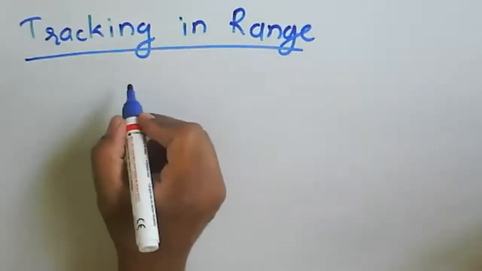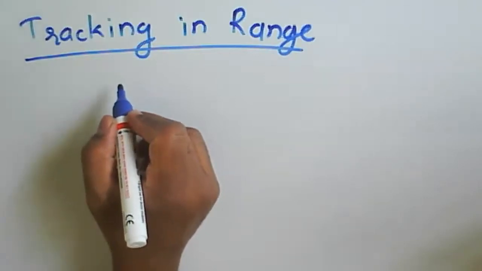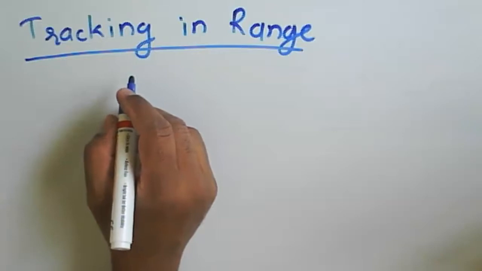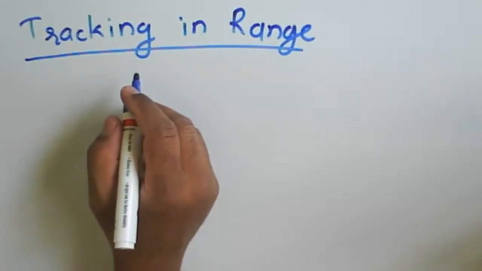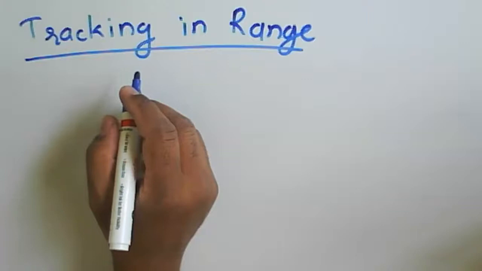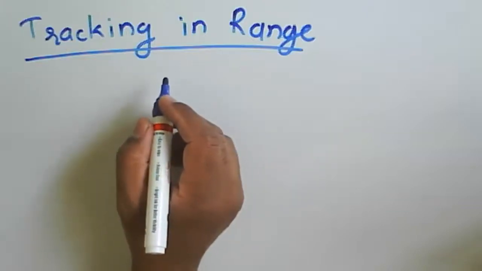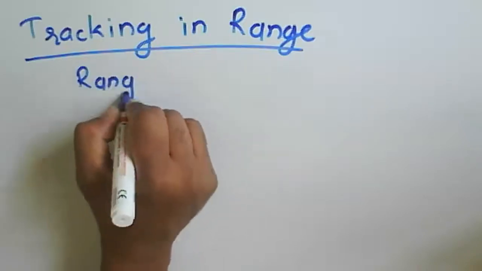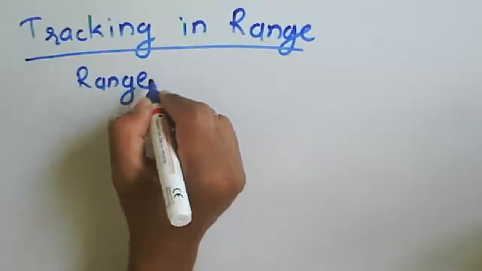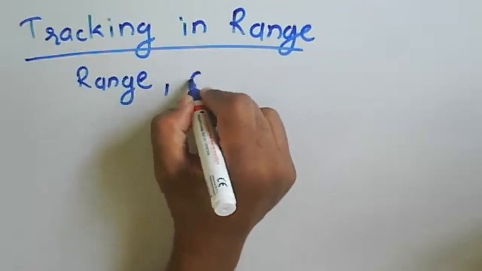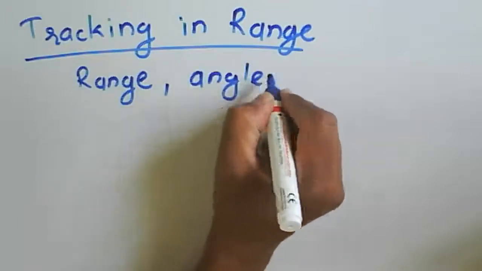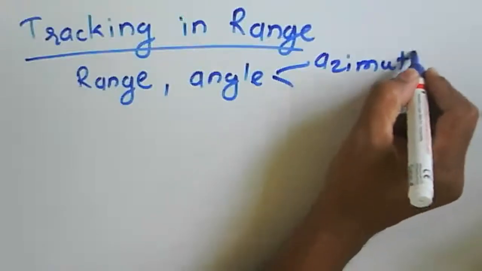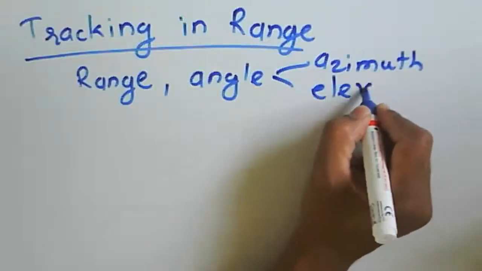Today we continue the tracking in range. In this particular topic, we see how a target is continuously tracked by radar in range, as well as in angle. So we need to consider range and angle. So what will be the angle? In this case, we consider the azimuth as well as the elevation.